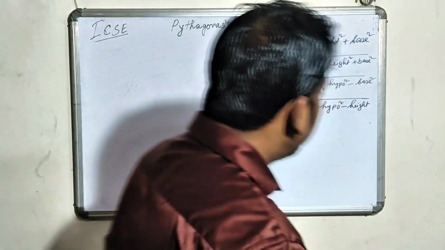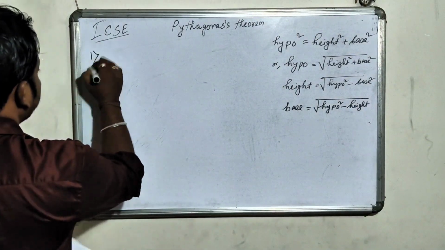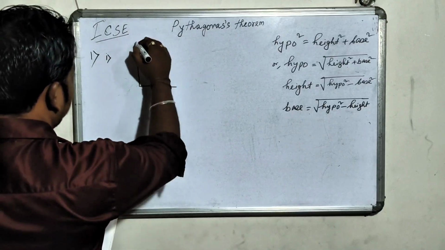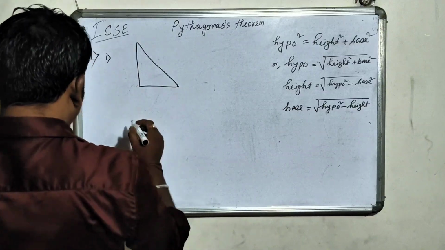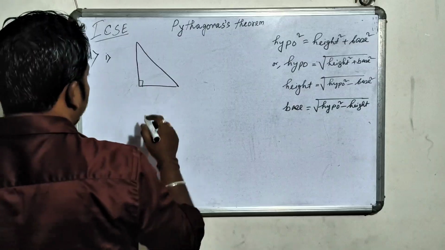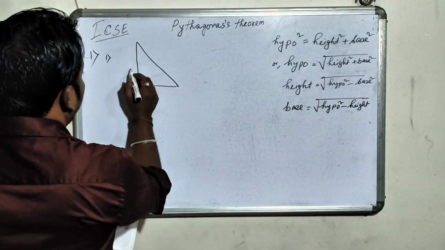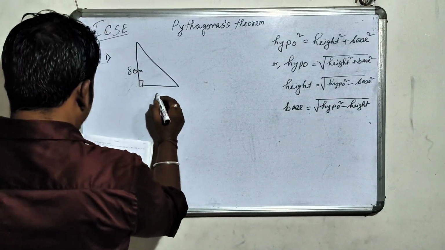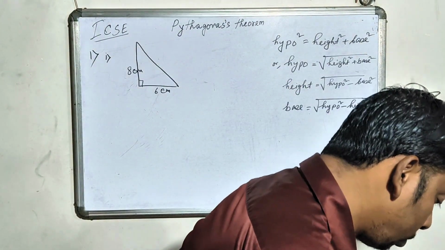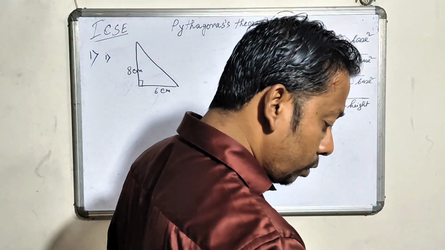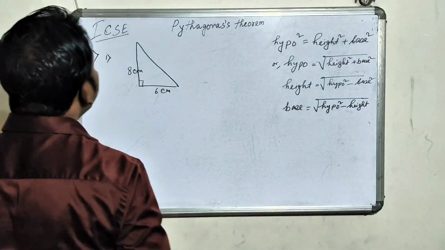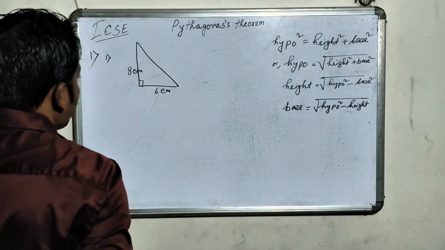Now we start the math. First, question number 1a. The picture: that is the 10 centimeter side. The side opposite the right angle is the hypotenuse, and the other sides are 8 centimeter and 6 centimeter. So, calculate the length of the unknown side of each of the following right angle triangles. Unknown side means we have to find out the hypo. Okay, hypotenuse.